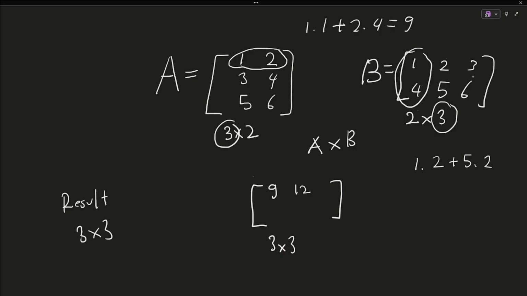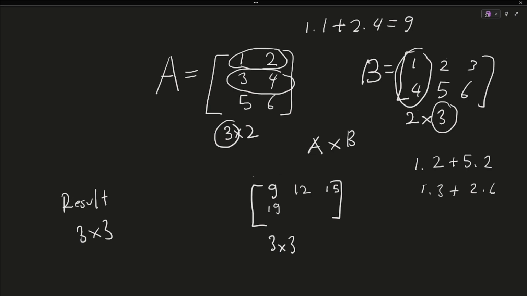And now we will do the same thing for the third column. So we will have 1 times 3 plus 2 times 6. And this will give us 15. And we keep doing this with the other rows as well. So we're going to take the second row and multiply with the first column. So we will have 3 times 1 plus 4 times 4, 16 plus 3 will be 19.